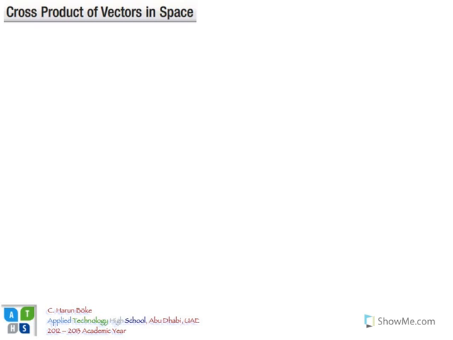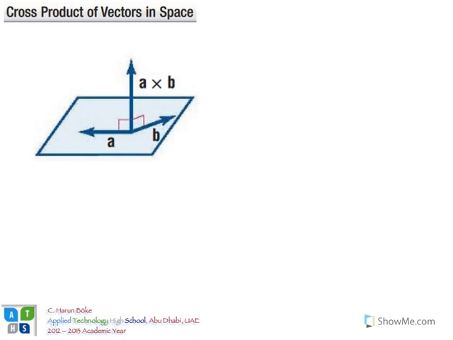In this video we are going to talk about cross product of vectors in space. The cross product of two vectors, say A and B, gives us another vector which is orthogonal to both A and B. Now look at this example. Here we have A and B as vectors in one plane. And what we get as a cross product is another vector which is orthogonal to both A and B, as you see.